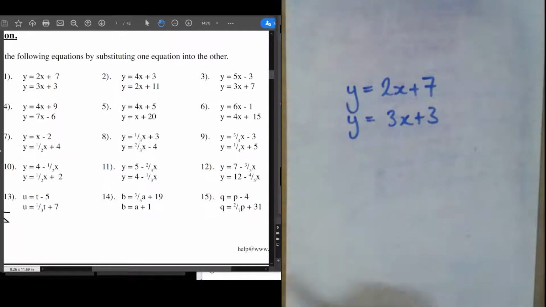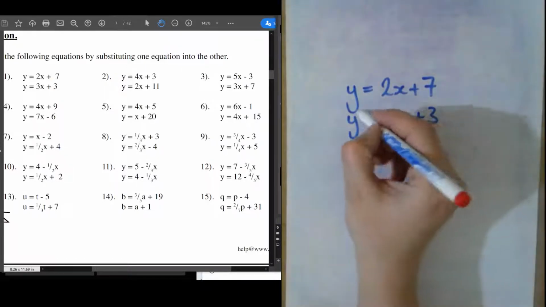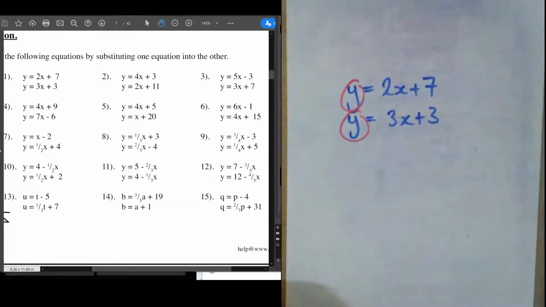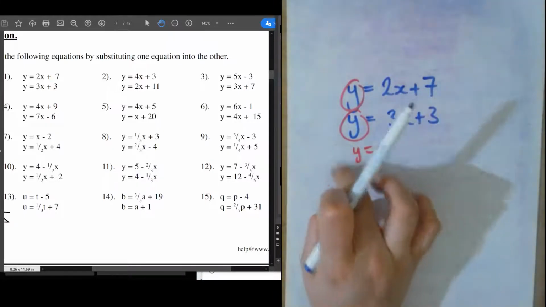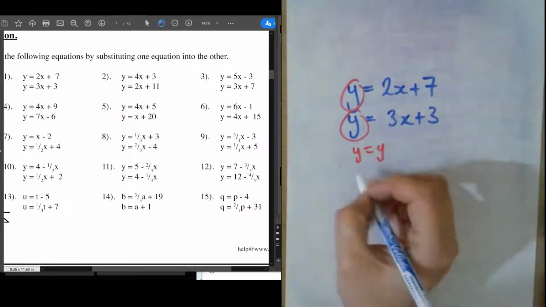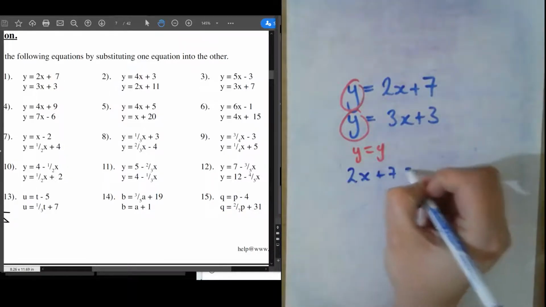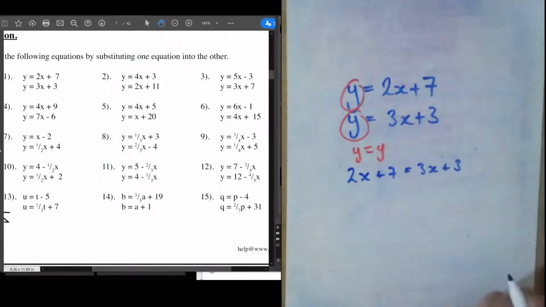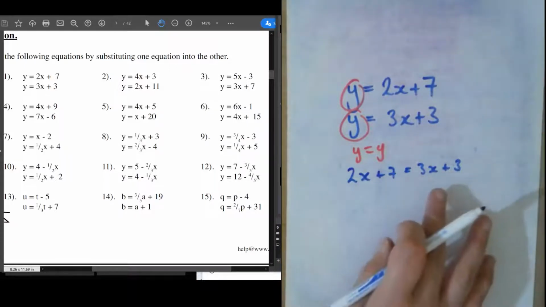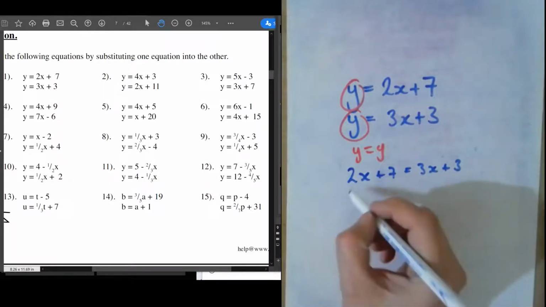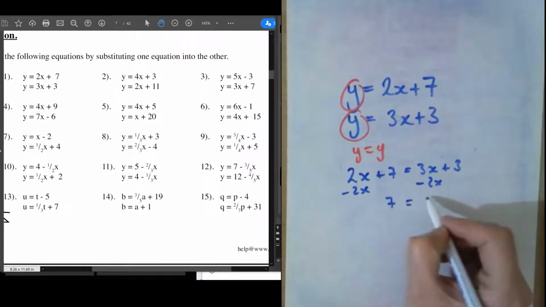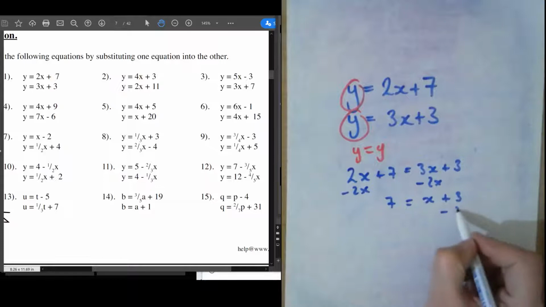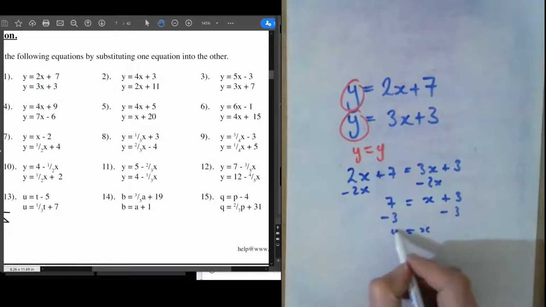Okay, so in regards to section A, where you're just looking at substitution, y equals y. Nice and easy. Everyone knows that y equals y, right? So all I need to do is say that this equals this, because both of them are written as y equals. So I've got 2x plus 7 is equal to 3x plus 3. Where's the highest x? That's the higher x, so I'm going to remove the lower x. I'm going to take away 2x from both sides. I'm left with 7 is x plus 3. I then have to eliminate the 3. I then get x equals 4.